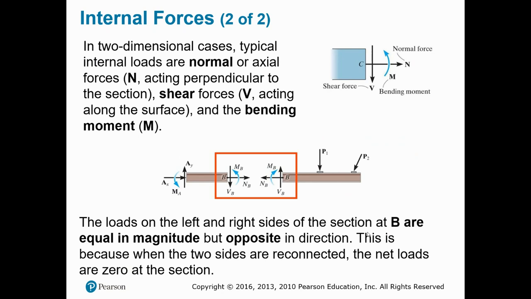Keep in mind that when we do our cut at any section, as the diagram here shows at section B, you will have internal forces equal in magnitude but opposite in direction. The normal force, shear force, and bending moment go in opposite directions on the two different sections. This is because if you reconnect these two sides back together, the net load needs to be equal to zero. That's why they are equal in magnitude and opposite in direction.